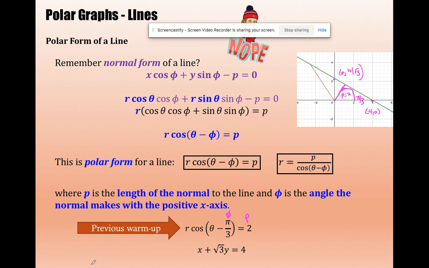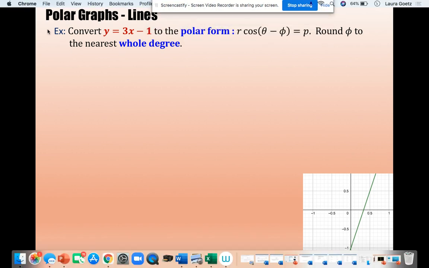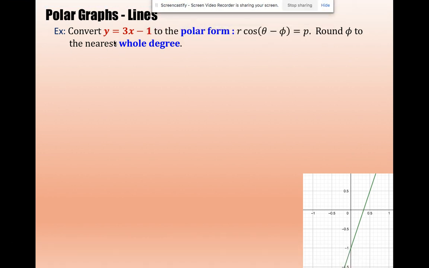Right? Pretty cool. So let's do some examples. Here's rectangular form, y = 3x minus 1. Here's what the graph looks like, right? Y-intercept of -1, slope of 3. I want you to convert this into polar form.